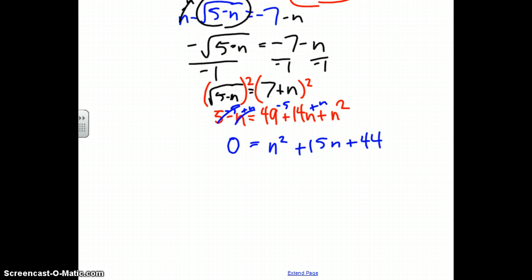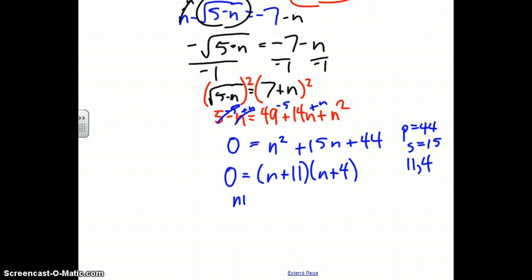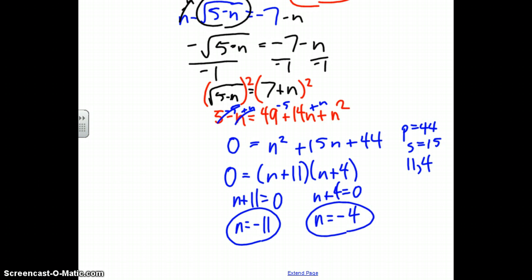In this case, it looks like we can. We need a product of 44 and a sum of 15, so those numbers are 11 and 4. So I have 0 equals n plus 11 times n plus 4. Solving it, n plus 11 equals 0 and n plus 4 equals 0, so n equals negative 11, and n equals negative 4. Those are our two solutions.